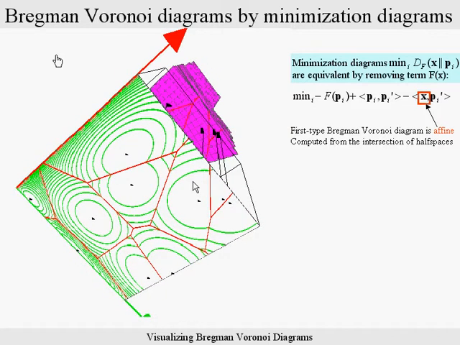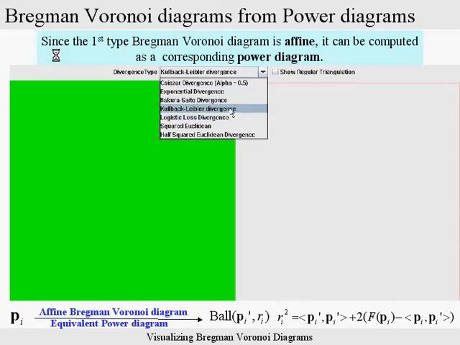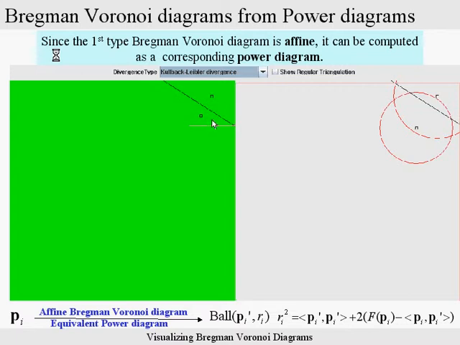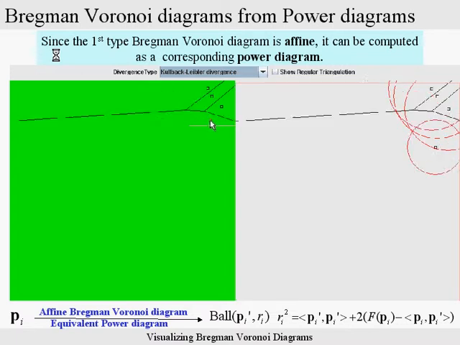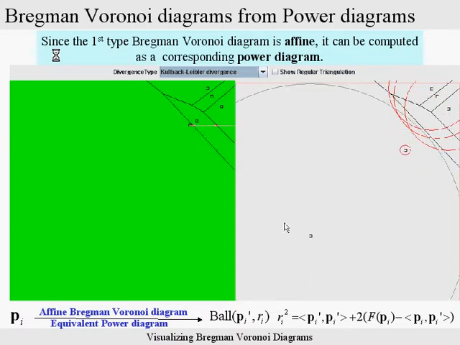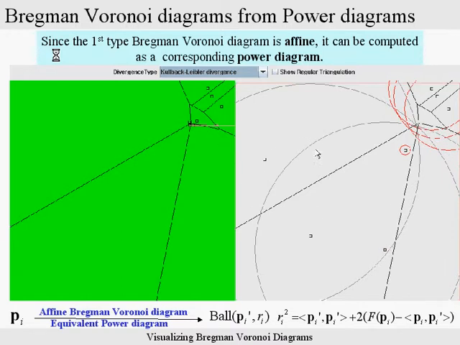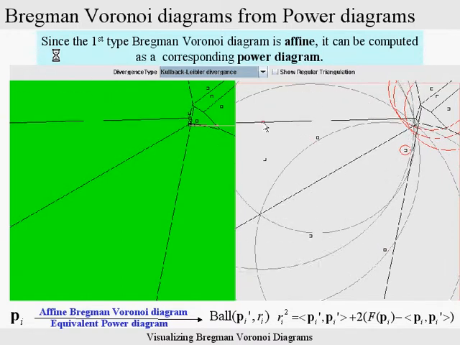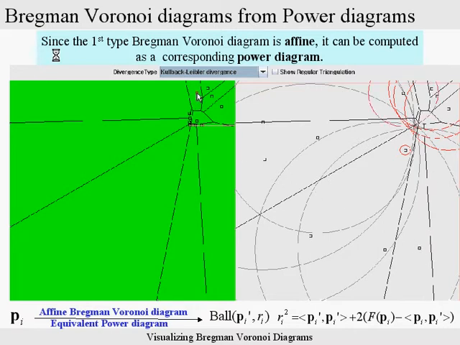To compute first type affine Bregman Voronoi diagrams, we can consider power diagrams for a corresponding set of hyperspheres, with centers indicated as below. In this Java applet, we show how this equivalence relationship works. On the right-hand side, the circles drawn in red have imaginary radii. The circles drawn in gray have positive radii.